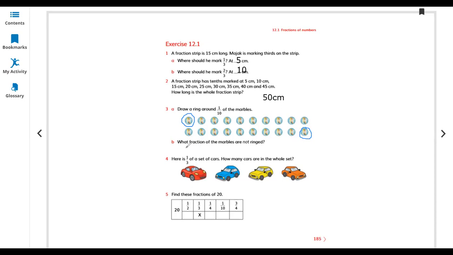What fraction of the marbles are not ringed? So it's 9 by 10 actually. Are not ringed.